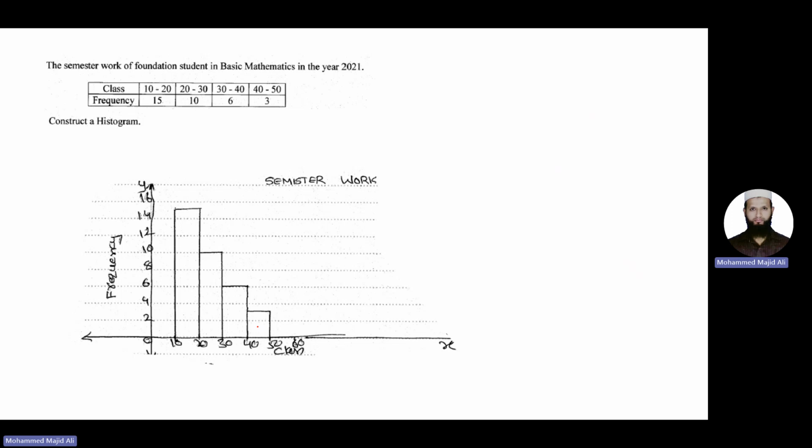For the class interval 10 to 20, frequency is 15. From 20 to 30, frequency is 10. From 30 to 40, frequency is 6. For the class 40 to 50, frequency is 3. Now for this data, we'll construct a histogram. This is a continuous data.